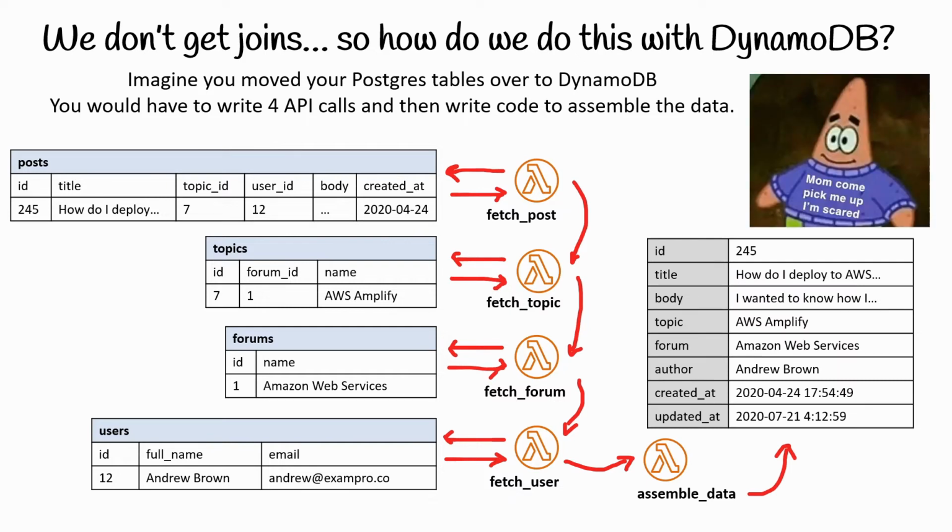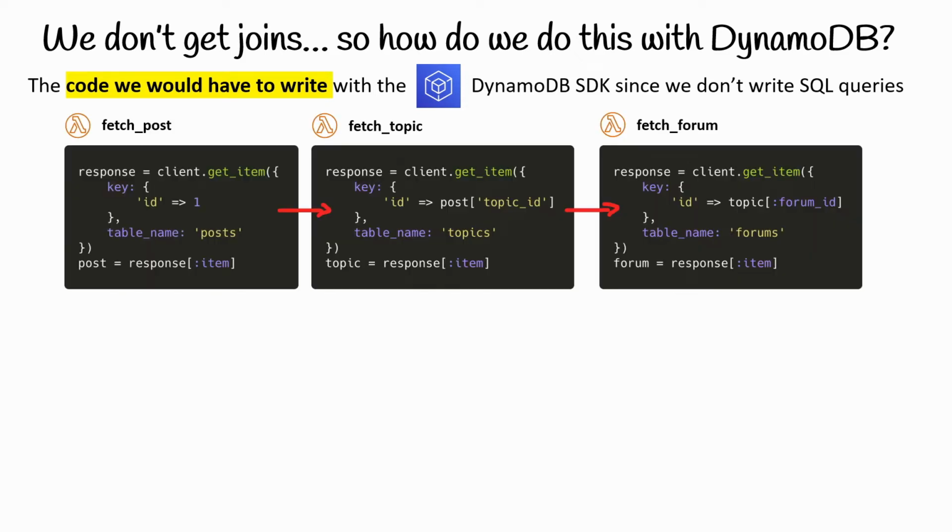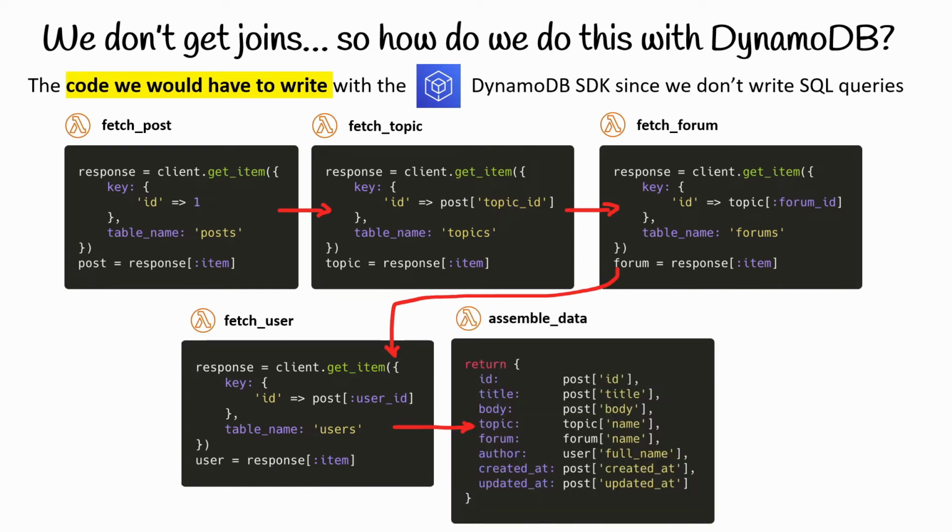And you're looking at this thinking, holy moly, that must be a lot of work. Now, I just want to give you a sense of how much code you'd have to write. Over here, you'd use the DynamoDB SDK, because obviously we're not writing SQL queries. Here we'd fetch our post, topic, form, user, and data. So it's not that bad. Once you start writing some DynamoDB SDK code, it becomes a bit of a habit.